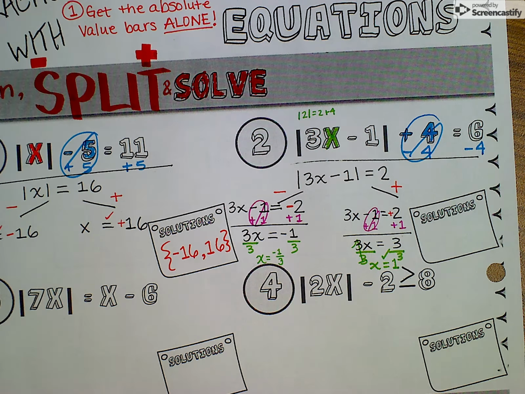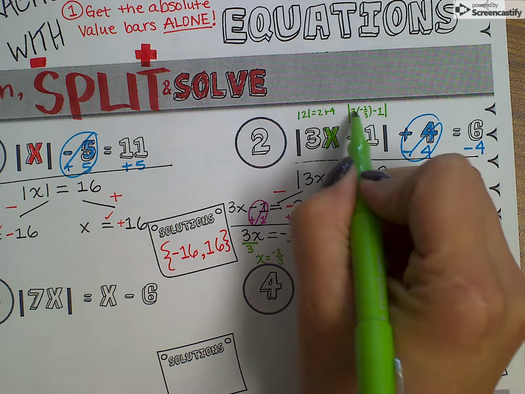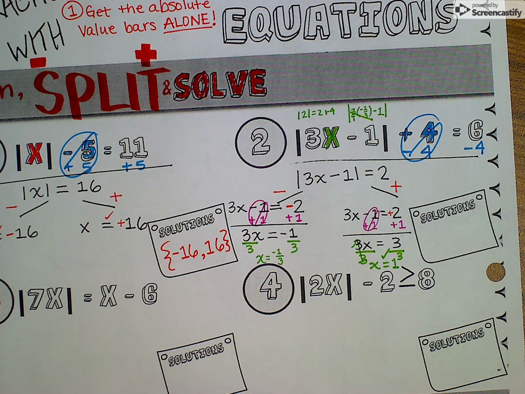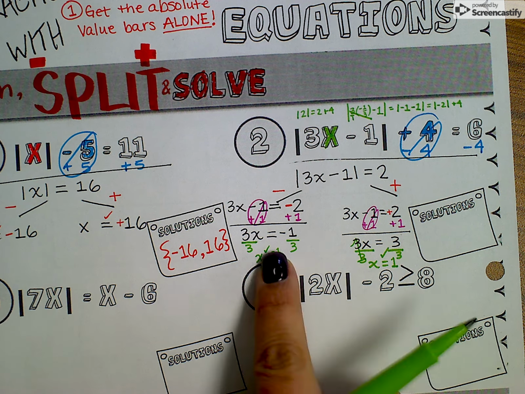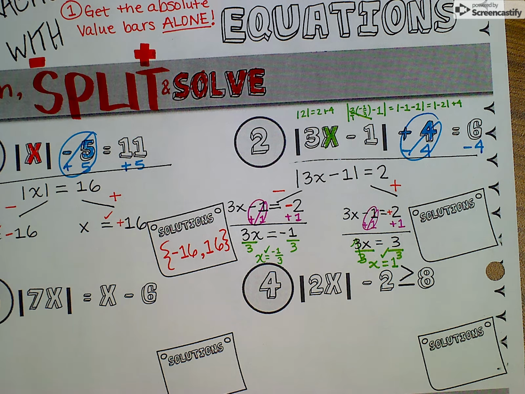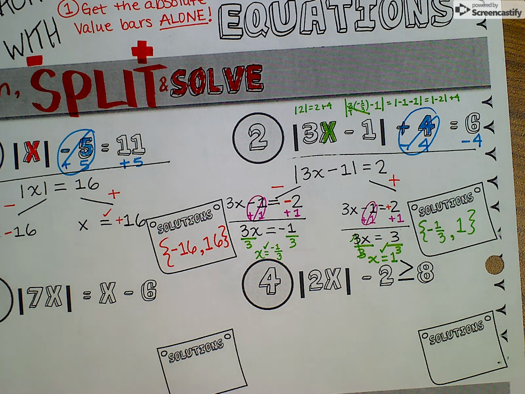Now let's check the second one. 3 times -1/3 minus 1 in the absolute value bars. A third of 3, or 3 over 3, that's going to reduce to 1. So now we have -1 minus 1, which is simply -2. And the absolute value of -2 is 2. 2 plus 4 is also 6. So it checks again. Let's write out our 2 final solutions, of course in ascending order.